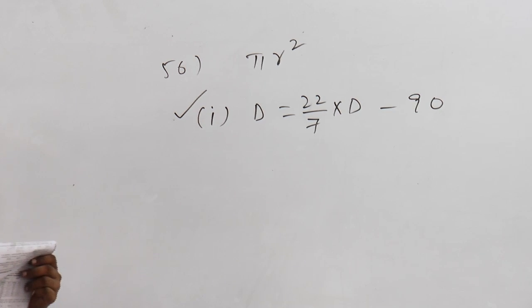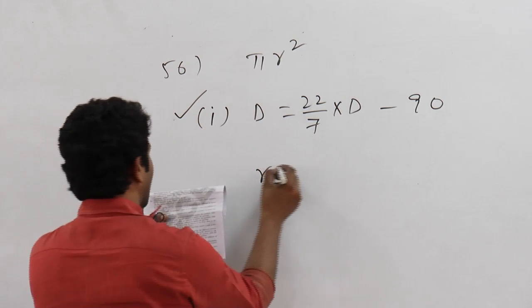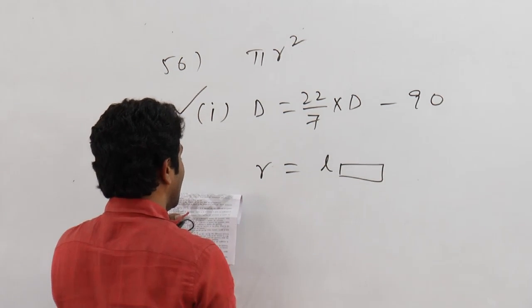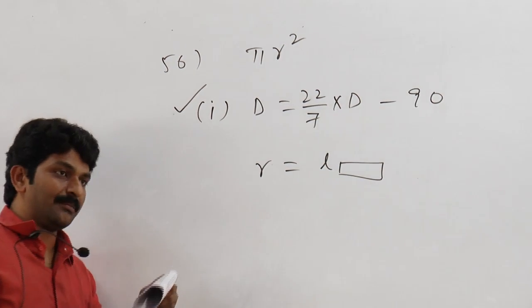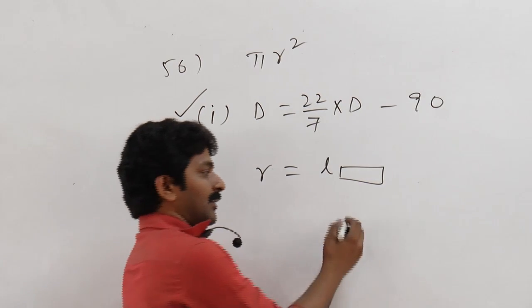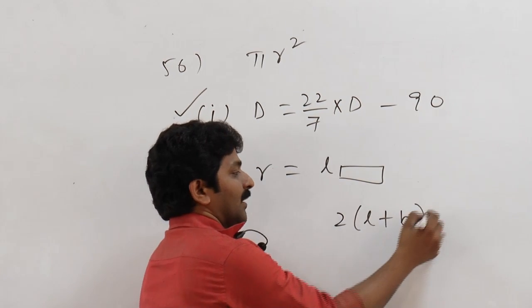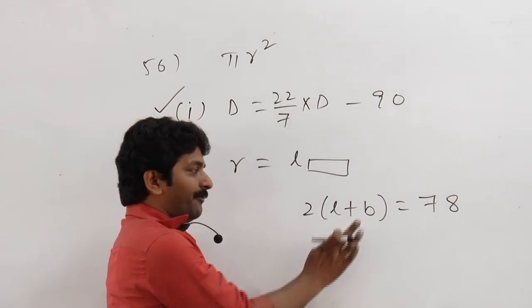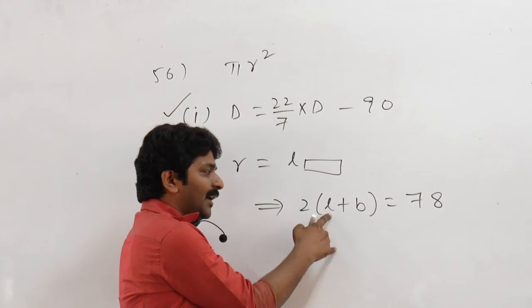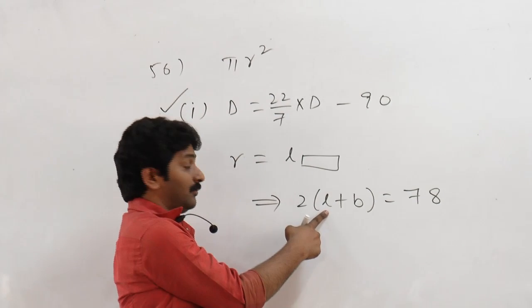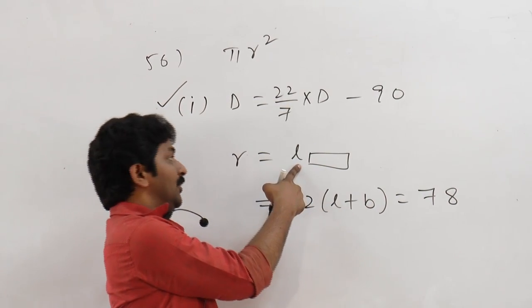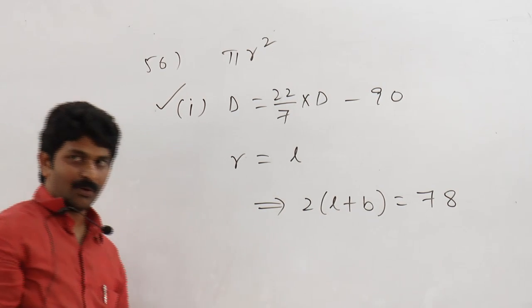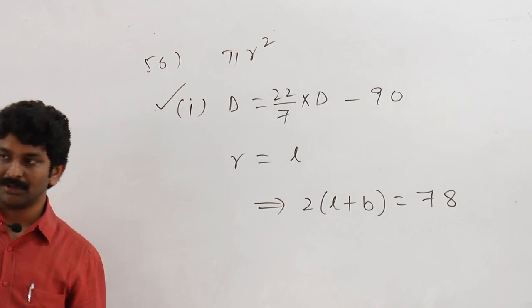Next, the radius of the circle is equal to length of a rectangle whose perimeter is 78 meters. Perimeter 2 into L plus B is given as 78. From this, can you get length value? No. If you don't have length value, you cannot calculate R value. Will you get answer from second one? No. 1 alone will give you answer, but not 2.